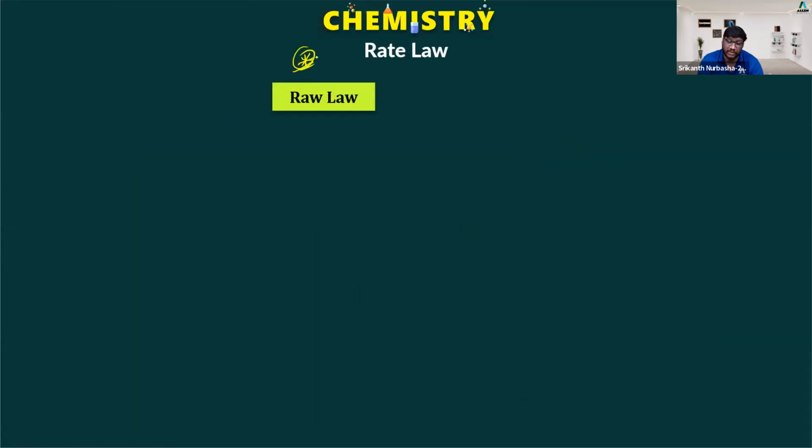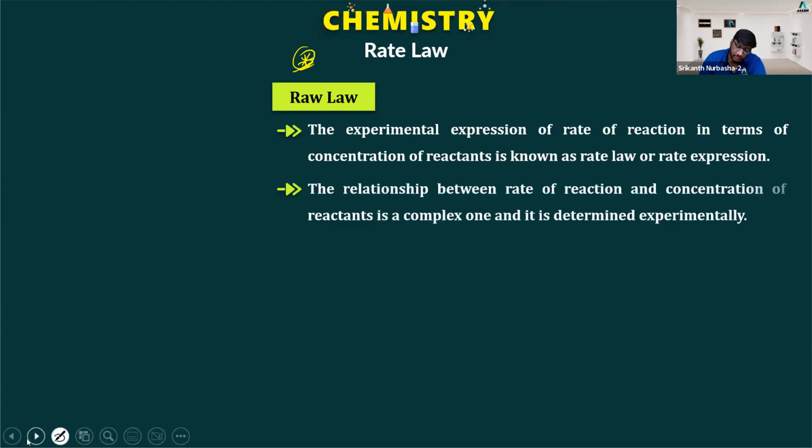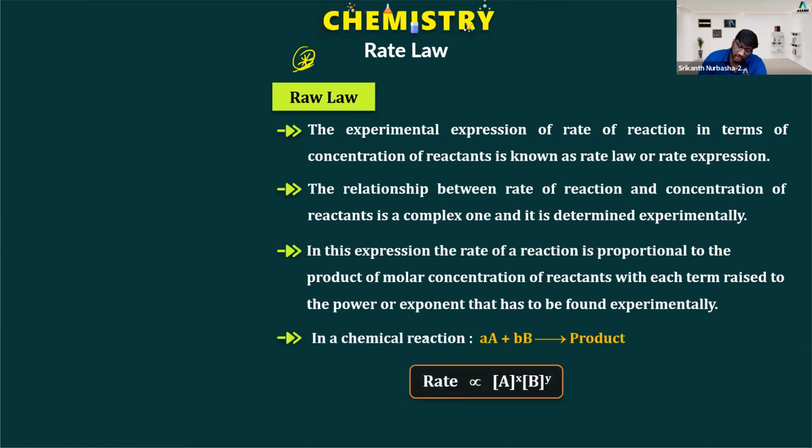So after these concepts, we then have the rate law. According to the rate law, how can the rate of reaction be written? The rate law is actually given by experimental quantities. The experimental expression of the rate of reaction in terms of concentration of reactants is known as the rate law or rate expression. For example, in a chemical reaction, a moles of A plus b moles of B gives rise to product. Rate of the reaction is directly proportional to concentration of A power x into concentration of B power y.